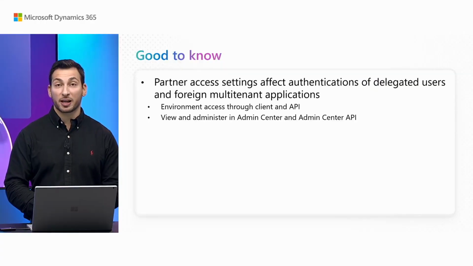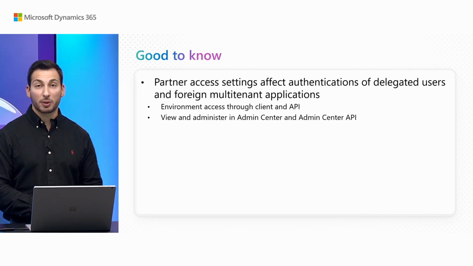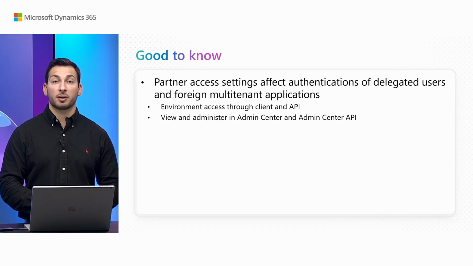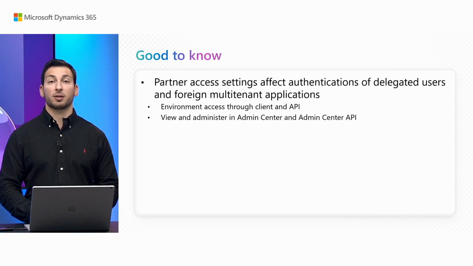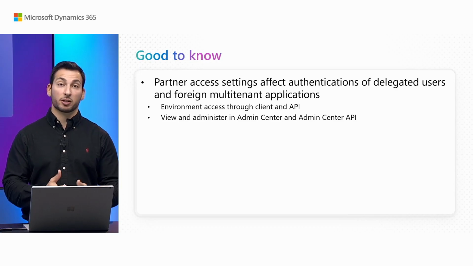So there is a couple of good to know considerations regarding this feature. First of all, the partner access settings affect the authentication of delegated users and foreign multi-tenant applications. So both of these set of users or applications will be affected in terms of authentication. What does it mean? So we said explicitly that the environment access in terms of login to the environment will be impacted. So these restricted partner tenants will not be able to log in if they have not been explicitly allow listed for this environment.